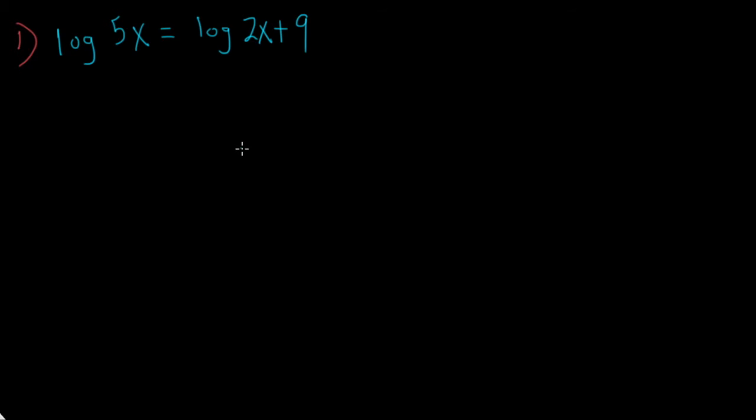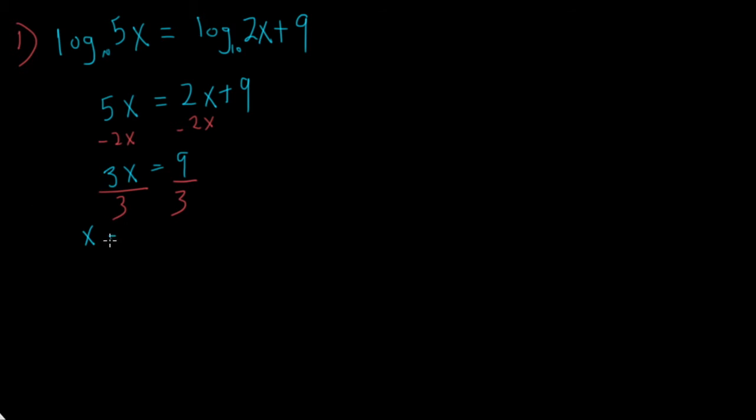All right, so what we should see here is that when we have the same base, which we do, we imagine this to be 10 when there's nothing there. So we can just get rid of the logs, and we can say that 5x is equal to 2x plus 9, because when we have the same base, we just set them equal to each other. Then we subtract 2x, and we get 3x is equal to 9. Now we divide by 3, so x would equal 3. All right, easy enough, right?